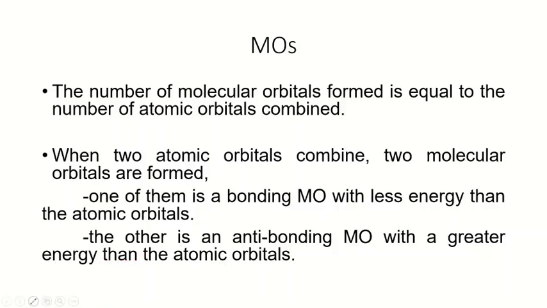So if two atomic orbitals are combining, there will be two molecular orbitals. One is a bonding molecular orbital and the other is an anti-bonding molecular orbital. The bonding molecular orbital will have a lesser energy and the anti-bonding molecular orbital will have a higher energy. So electrons in a bonding molecular orbital will increase the stability because it's lower in energy, while electrons in an anti-bonding molecular orbital will decrease the stability or increase the energy.